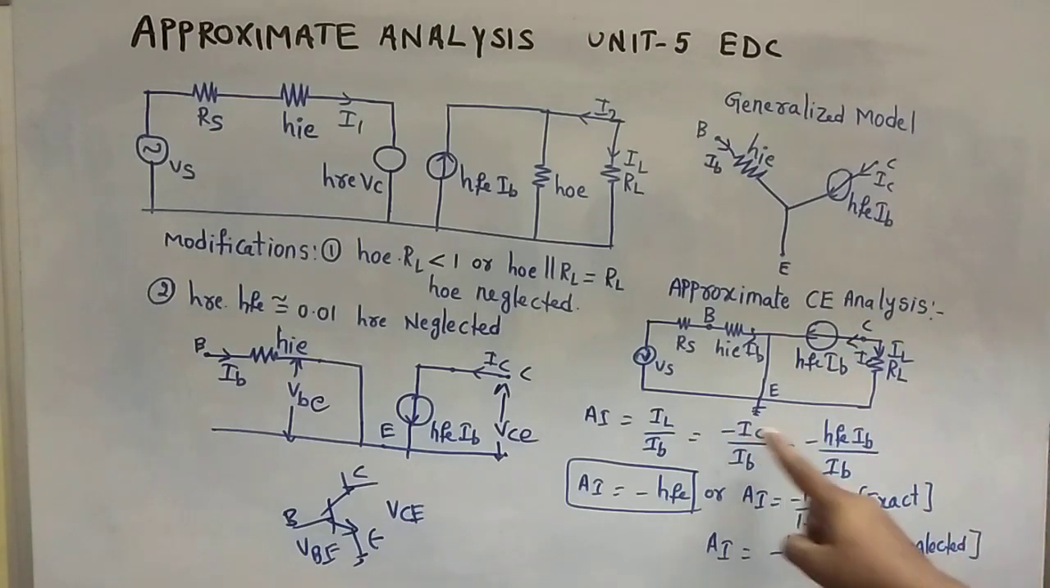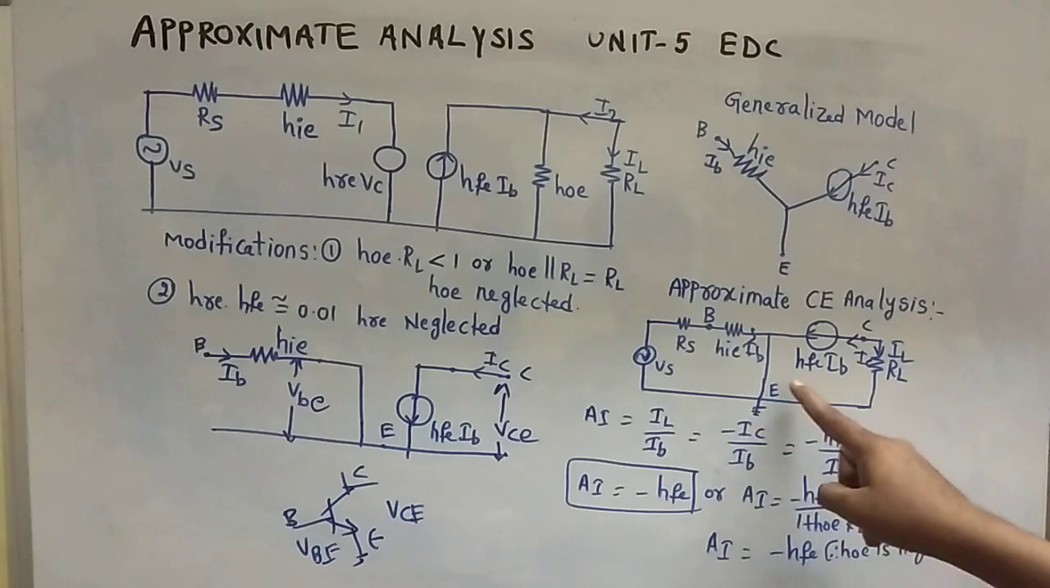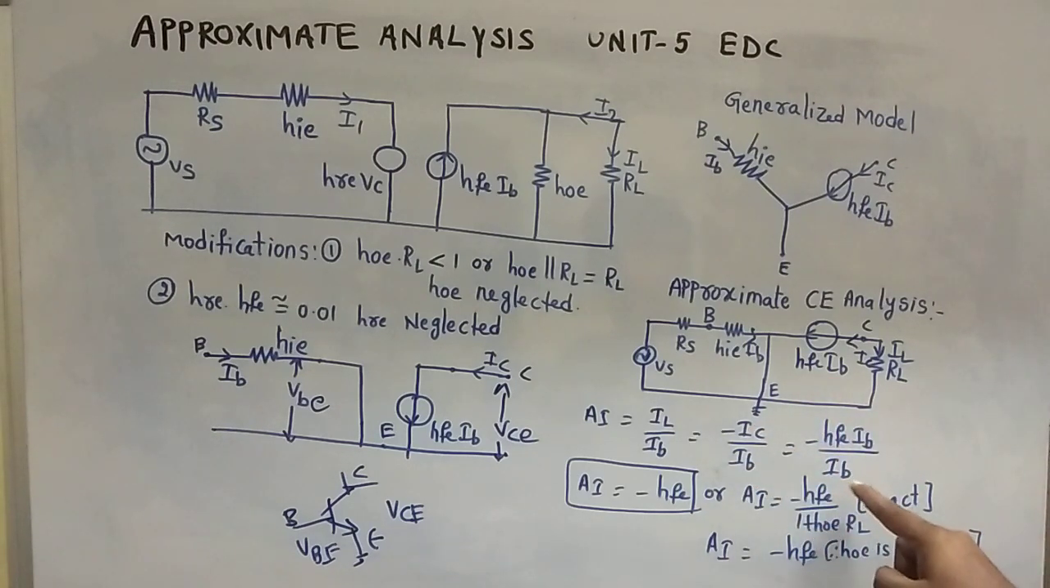Substituting HFE IB in place of IC, we keep the minus sign. Already we have IB in the denominator, so IB gets cancelled, and the current gain is minus HFE. Or, for exact analysis, the current gain is minus HFE by 1 plus HOE into RL for the CE configuration.